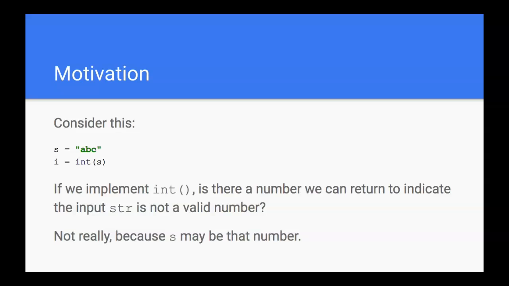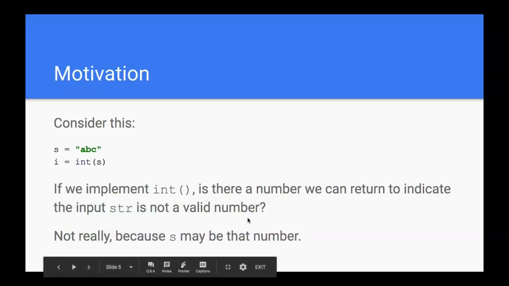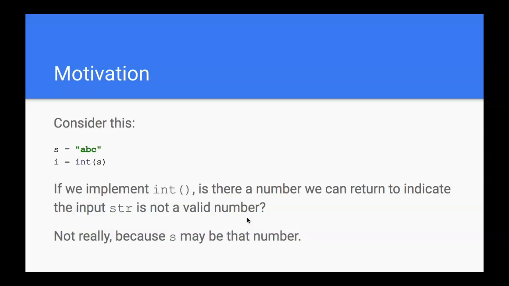to say the input is not a number. You can try, okay, what if we return 0 to indicate the input is bad? 0 is kind of a special number, right? But no, what if the input is actually the string with the number 0? So that's why there is a little dilemma there. What do we actually do to indicate that the input is not a number?